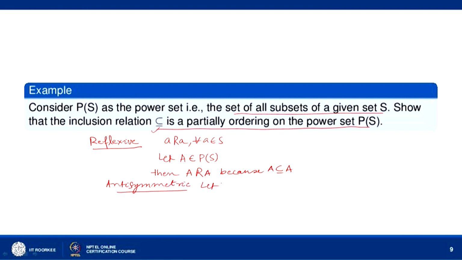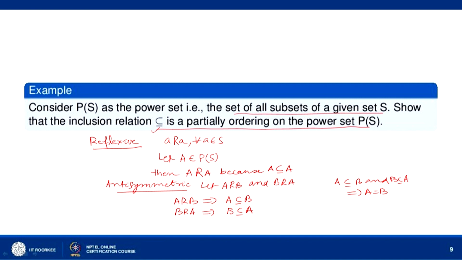So, let A be related to B and B be related to A. Then we have to show that A is equal to B. Now, A related to B means A is contained in B, and B is related to A means B is contained in A. So, A contained in B and B contained in A implies that A is equal to B.